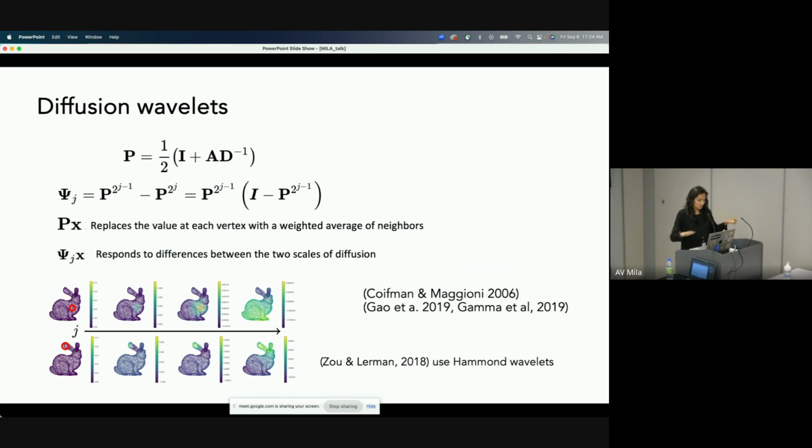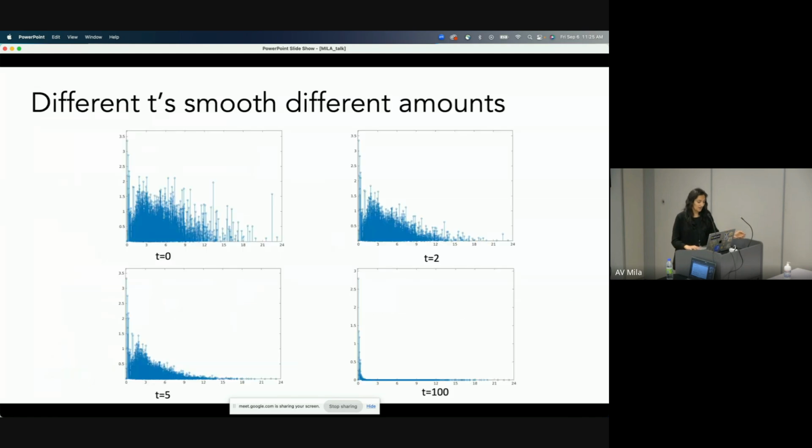So you can imagine diffusion as a type of low-pass filtering, and a restricted type of diffusion is, as you know, what graph neural networks use for message passing. So instead of that, if you increase the expressivity a little bit and you're looking at the differences between scales of diffusion, then this gives you a diffusion wavelet, and it gives you a more multi-scaled way of looking at signal aggregation on a graph.